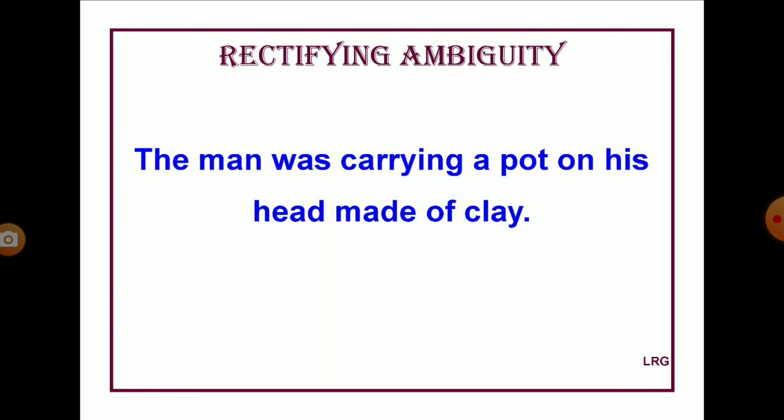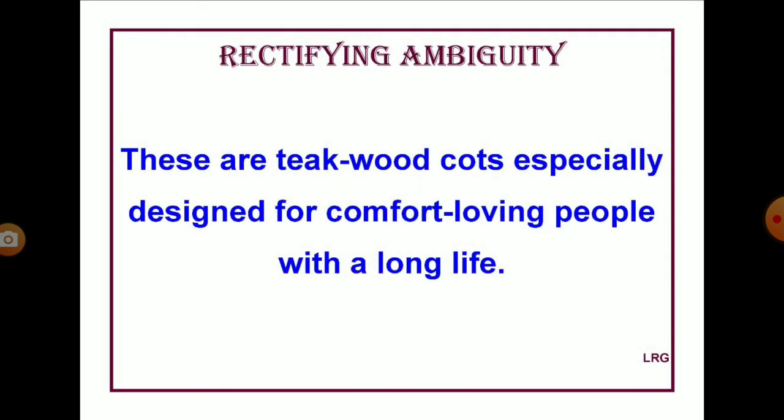Here are two more sentences. The man was carrying a pot on his head made of clay. These are teakwood cots especially designed for comfort-loving people with a long life. Certainly there is ambiguity there, but these are sentences for your exercise. You have to do the exercise by yourself, spotting the error and also using the modifier correctly.